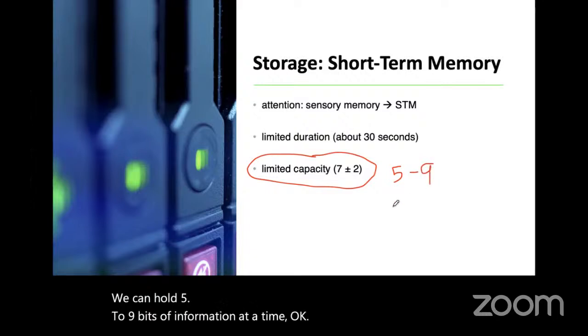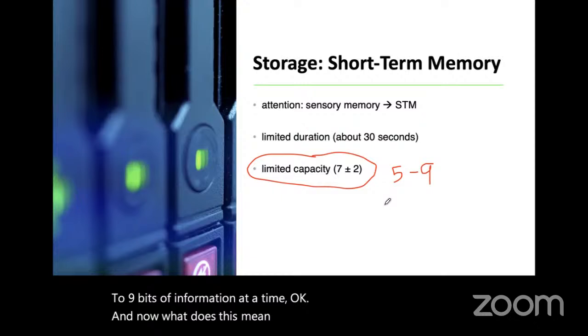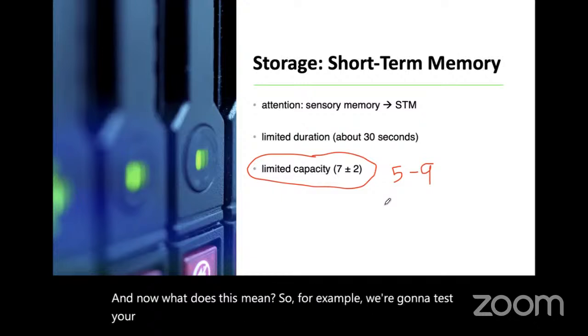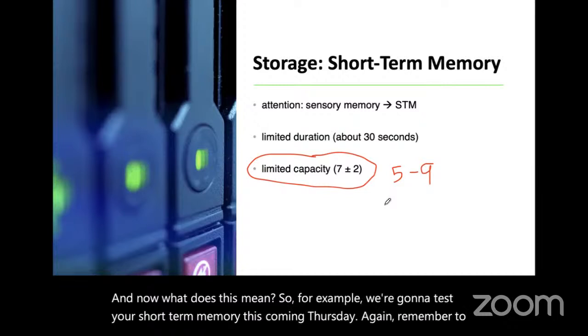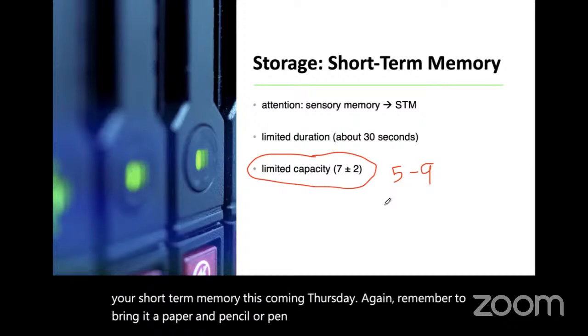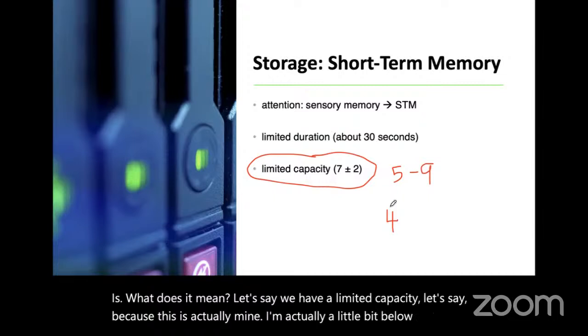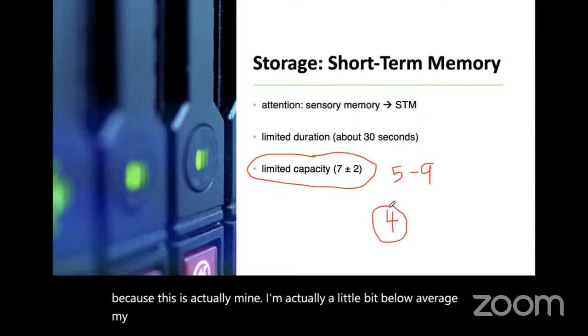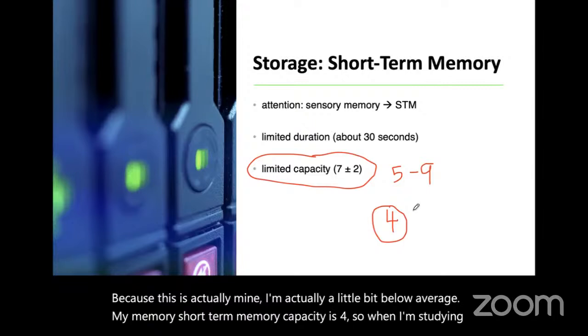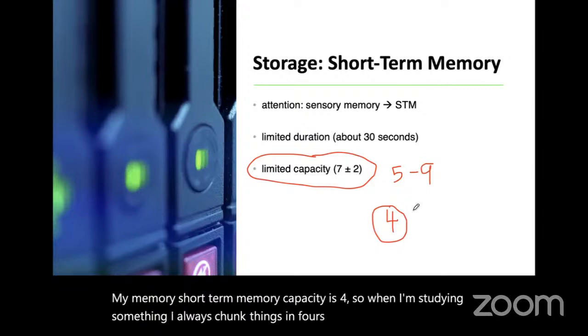And now what does this mean? So for example, we're going to test your short-term memory this coming Thursday. Again, remember to bring a paper and pencil or pen to do this. What does it mean? Let's say we have a limited capacity. Actually, this is mine, I'm a little bit below average. My short-term memory capacity is 4. So when I'm studying something, I always chunk things in 4s, okay, that can be processed within 30 seconds.